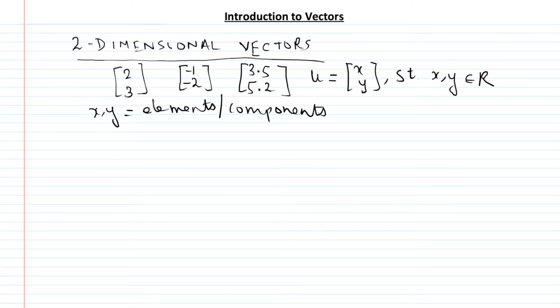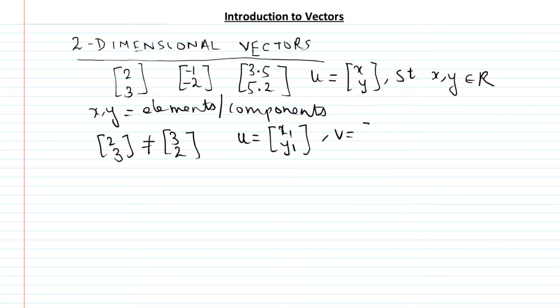The order of elements within a vector is very important. So [2, 3] is not equal to [3, 2]. For two vectors u equal to [x1, y1] and v equal to [x2, y2], if these two vectors have to be equal, x1 has to be equal to x2 and y1 has to be equal to y2. So these two conditions need to be simultaneously true.